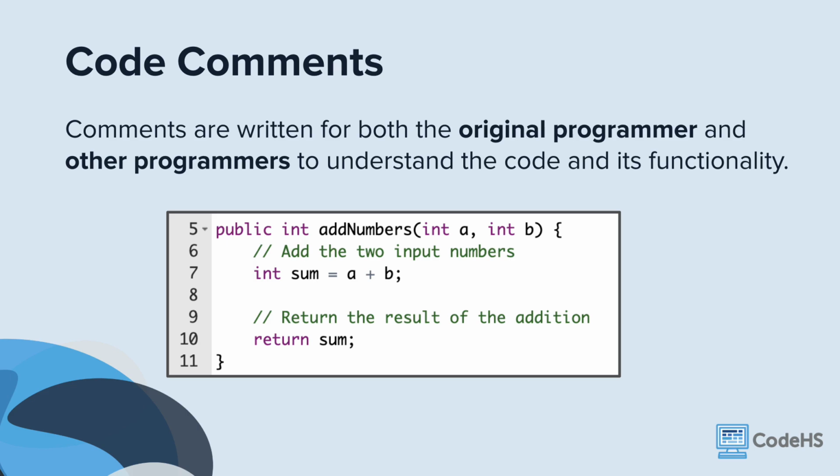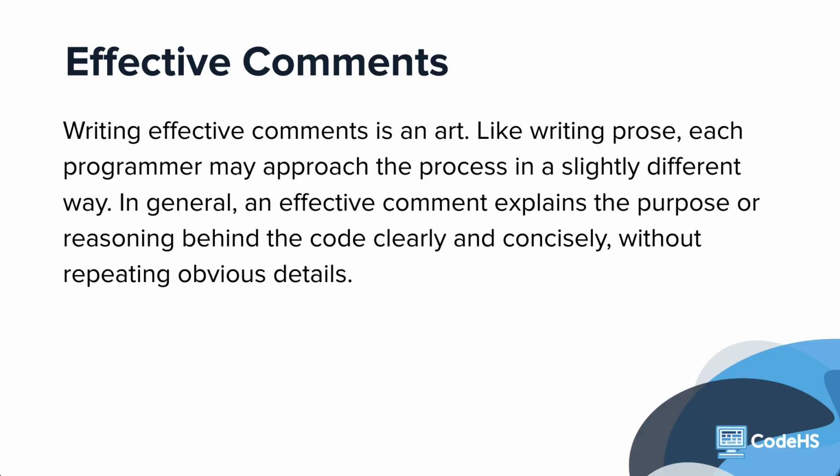So when should you write a comment? Do you need to write a comment for every piece of code? What should you actually say in the comment? Well, writing effective comments is an art. Like writing prose, each programmer may approach the process in a slightly different way. In general, an effective comment explains the purpose or reasoning behind the code clearly and concisely without repeating obvious details.